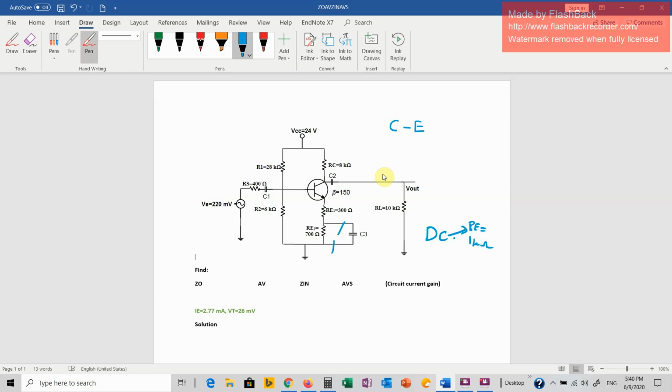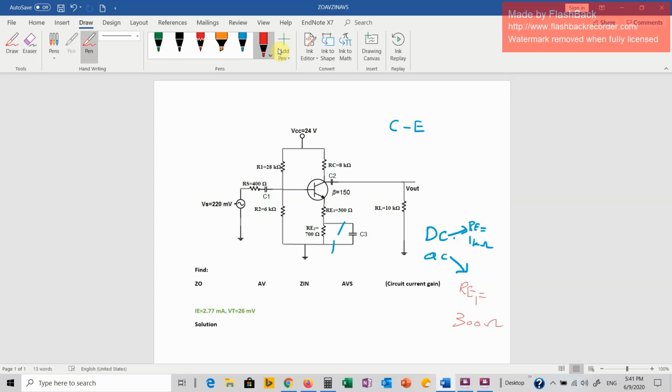Now, in AC analysis, okay, RE is equal to only RE1, which is 300 ohm. Why? Because in AC analysis, the capacitor acts like a short circuit, and this RE2 is going to be bypassed, so we will ignore RE2 from our calculation. So once you go for DC analysis, you have to consider RE is equal to 1 kilo ohm. Once you go to AC analysis, you have to consider RE as only equal to RE1, which is 300 ohm. Okay, I hope also this is clear for you.